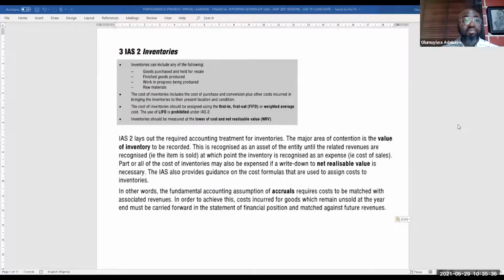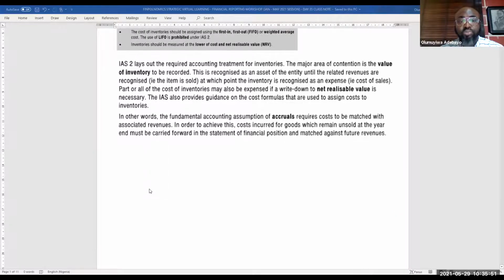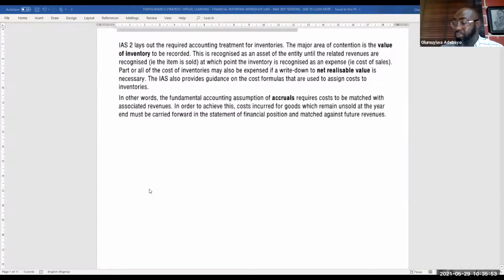Okay. Thank you very much, guys. Let's continue with our discussion. Now, the first point is to look at what is the scope of IAS 2 with respect to inventory.